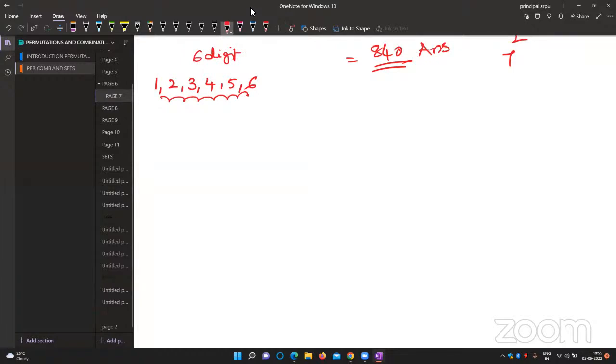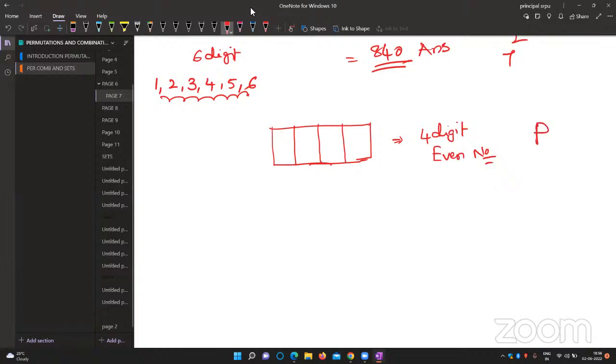4-digit even number I want. So you have to form, look at here, this is really interesting, a 4-digit number. That number should be even. A 4-digit even number should be formed by using these given digits. Repetition is not allowed. You cannot repeat. Please listen once again.